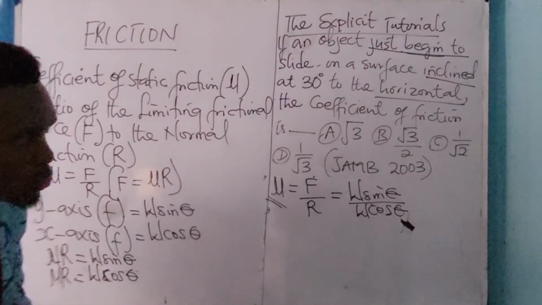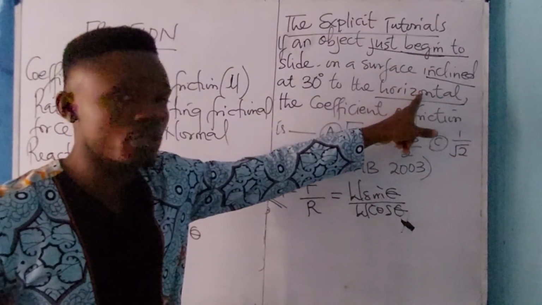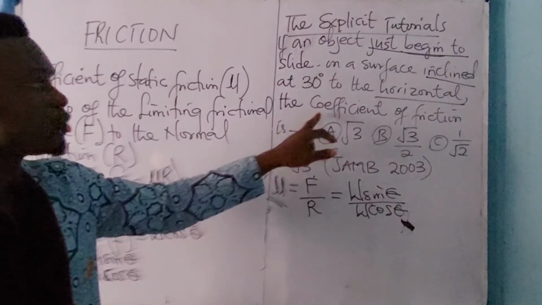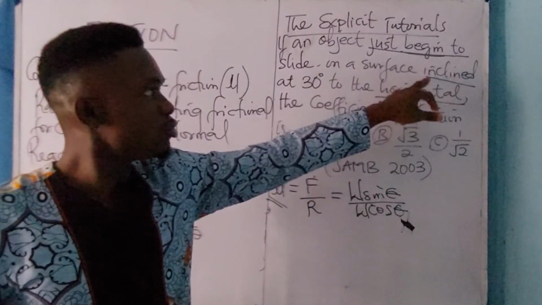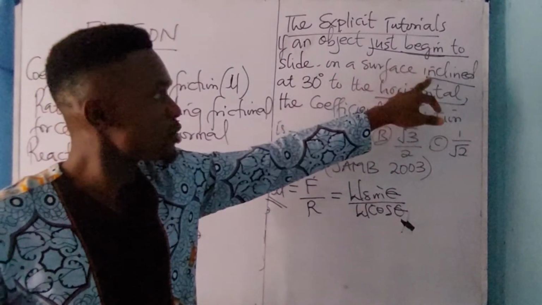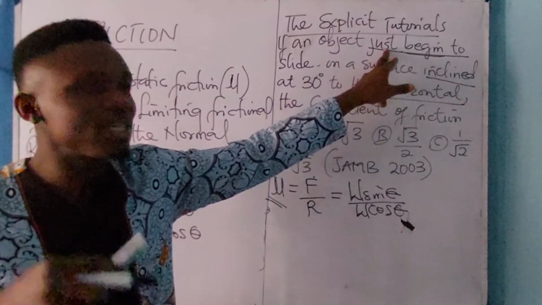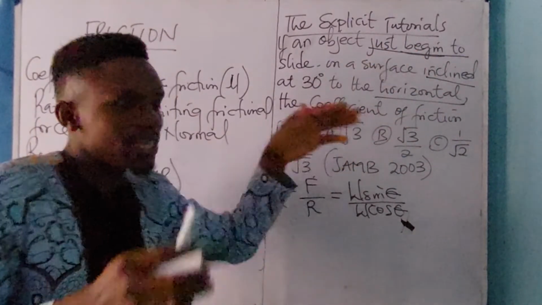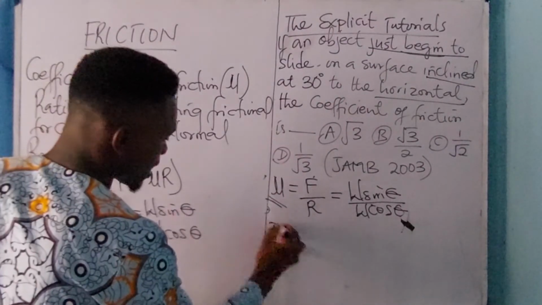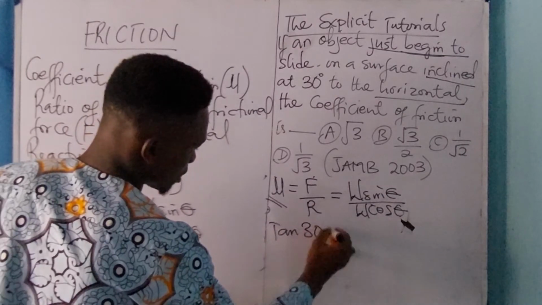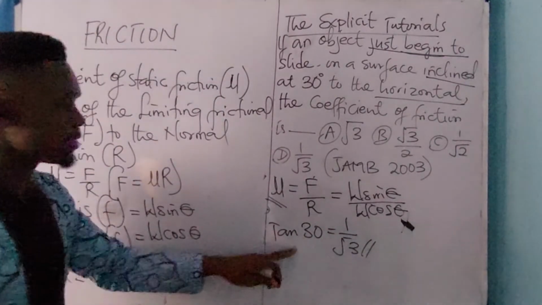We would have used W cos theta, which is to the horizontal. But the law is, the coefficient of friction to a particular inclined plane, such that the angle is inclined to the horizontal and the object begins to move, begins to slide, please, it is tan. We are using tan, which means that tan theta equals what? 1 over root 3. The special angle of tan theta is 1 over root 3.